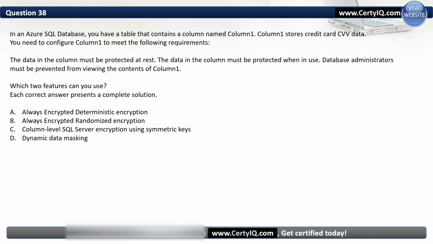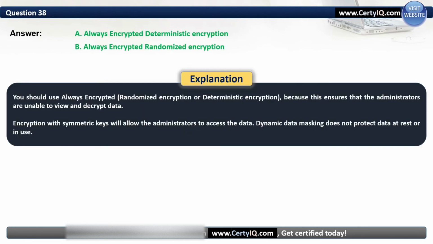The correct options are A and B, that is Always Encrypted deterministic encryption and Always Encrypted randomized encryption. You should use Always Encrypted because this ensures that the administrators are unable to view and decrypt data. Encryption with symmetric keys will allow the administrators to access the data. Dynamic data masking does not protect data at rest or in use.